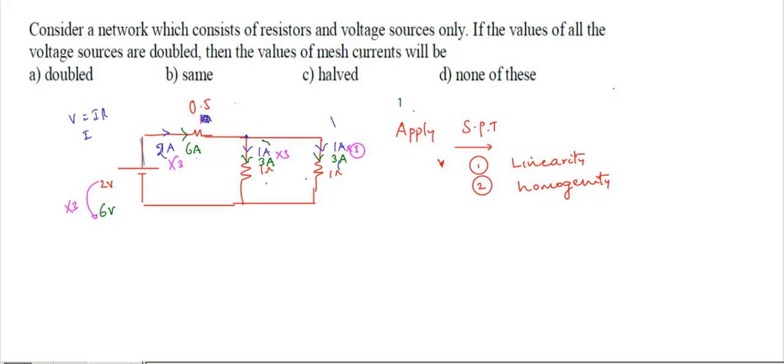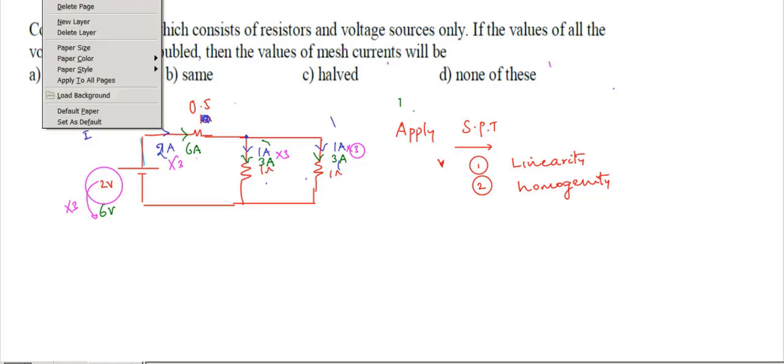Here, with only resistances and voltage sources, if all the values of the voltage sources are doubled, then the values of the mesh currents are also doubled, as per the superposition theorem. Hope you understand the superposition theorem.